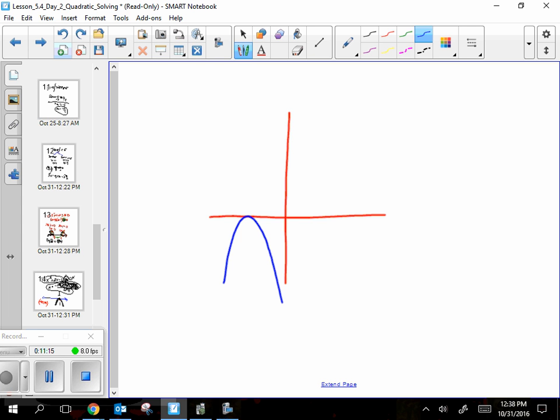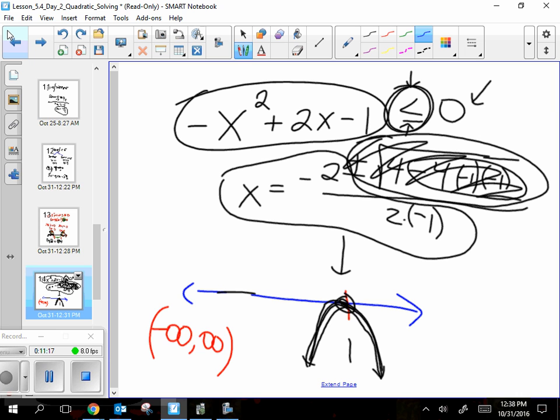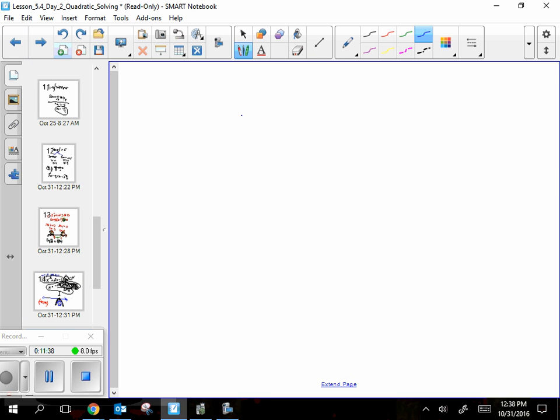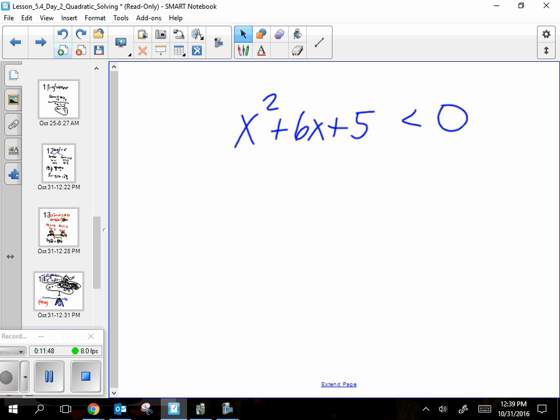Okay, you can factor it. You're correct. And it would have been easier to factor it if you take out a -1, and then you'd have x squared minus 2x plus 1, and then it would factor to x minus 1 and x minus 1. Which makes 1. So either way, I would have got 1 as my root. All right, let's do one more like that. Where is x squared plus 6x plus 5 less than 0?